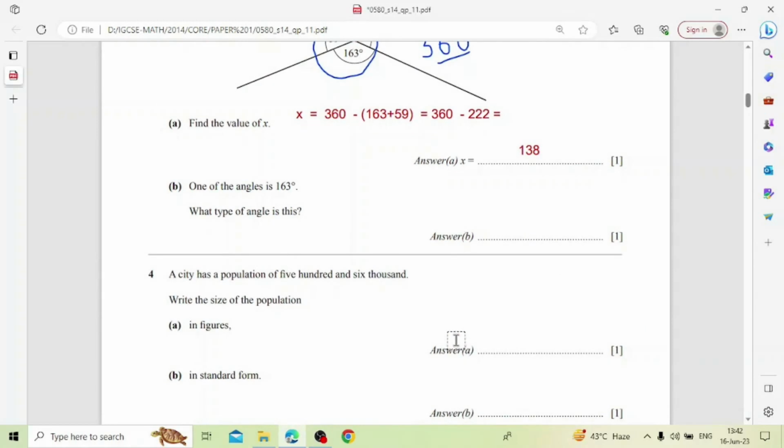Hope this is clear to you. Now let's go for B. One of the angles is 163. What type of angle is this?